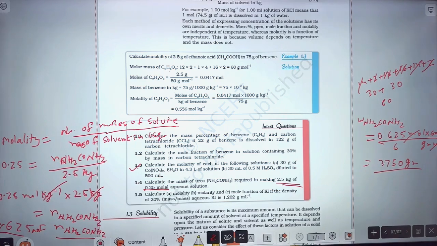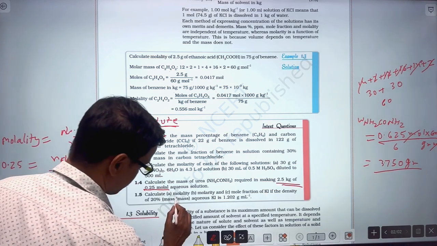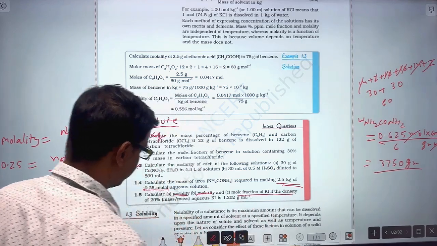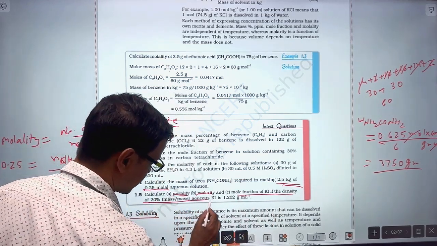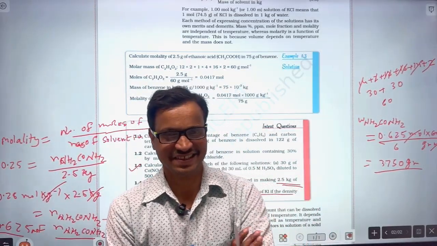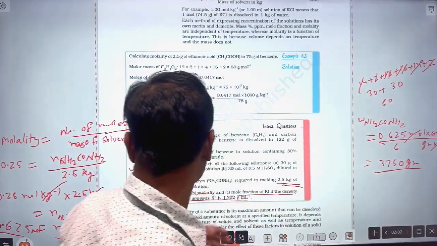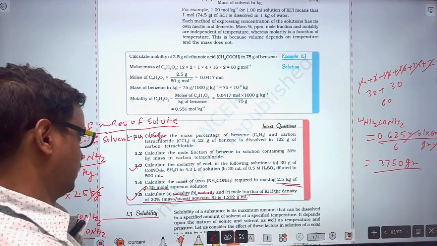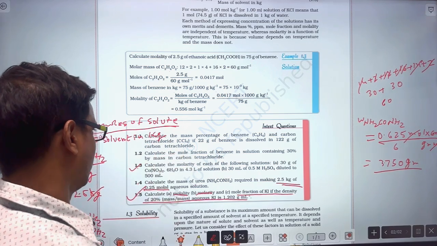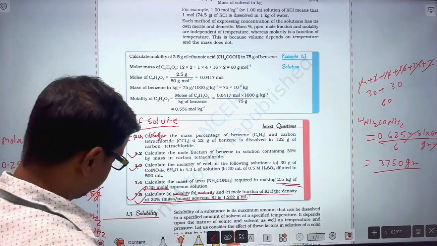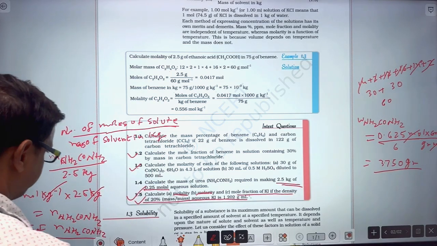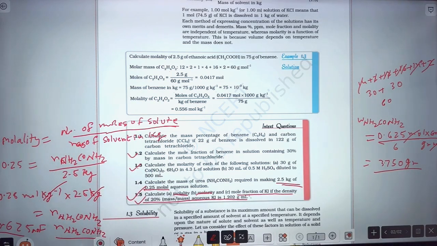Okay guys, let's see. Calculate molality and mole fraction of KI if the density of 20% aqueous KI is this much. Solve this question, and this question is very easy. If you have understood these two questions I have solved, then very easily you can solve this question and this question also. Okay, now let's proceed to the next chapter.